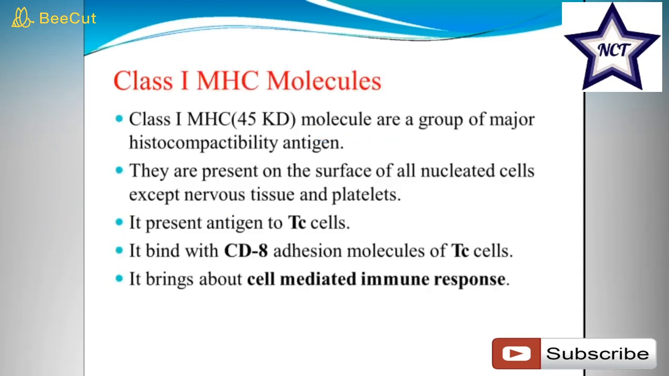So first is the class 1 MHC molecule. Class 1 MHC molecule is the first group, with a molecular weight of 45 kilodalton, and as I told you, they are on the surface of all nucleated cells except nervous tissue and platelets. They are recognized by cytotoxic T cells and are responsible for the CD8 positive marker, and it brings a cell mediated immune response.